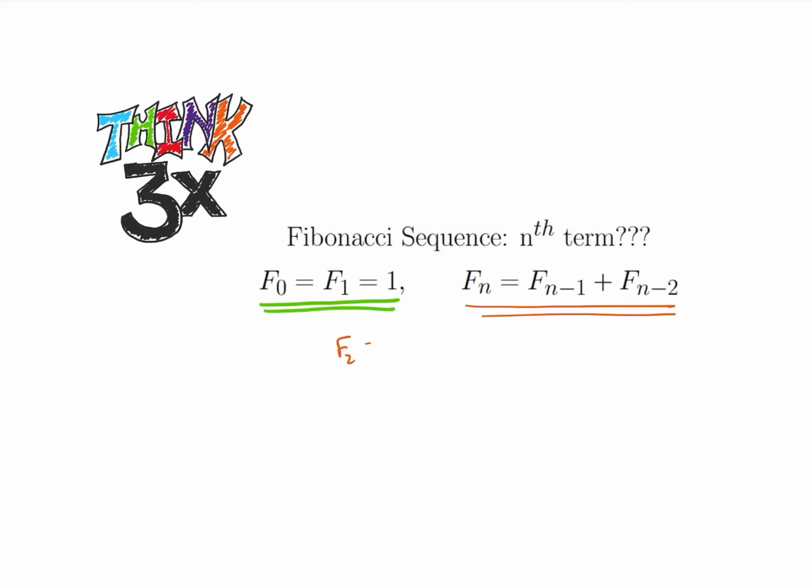That means f sub 2 would be 1 plus 1, which is 2. F sub 3 is 2 plus 1, which is 3. F sub 4 would be 2 plus 3, which is 5. F sub 5 would be 3 plus 5, which is 8, and so on and so forth.